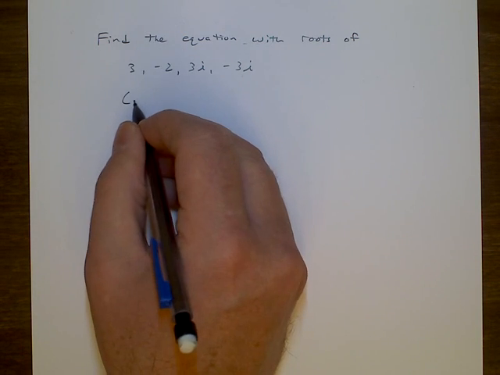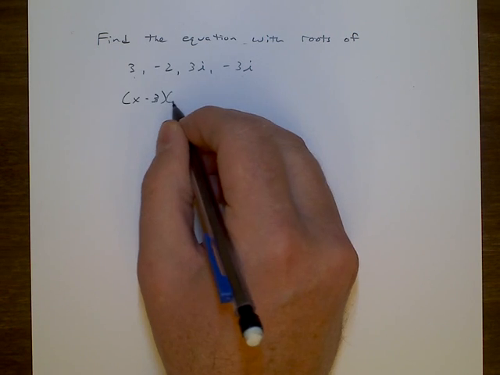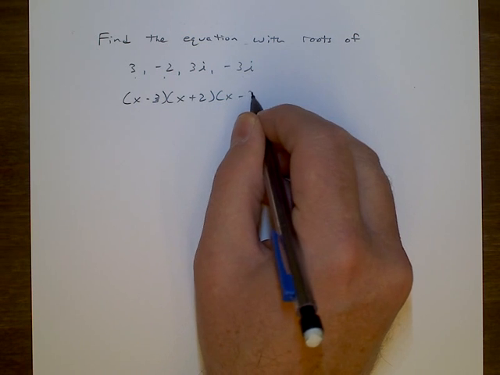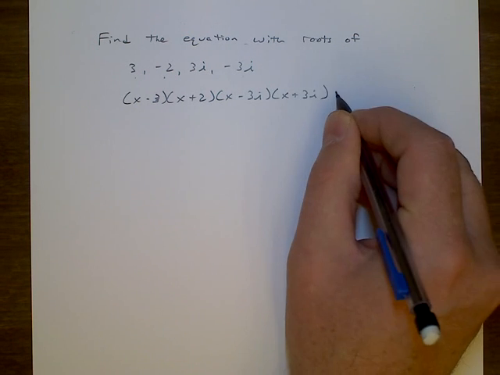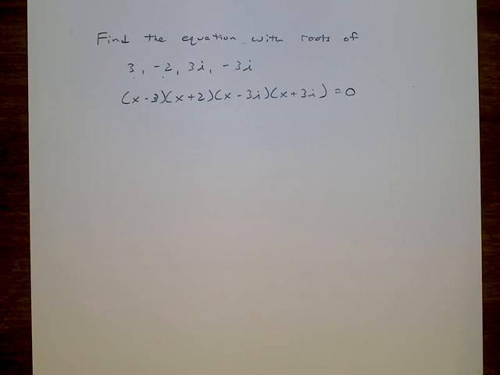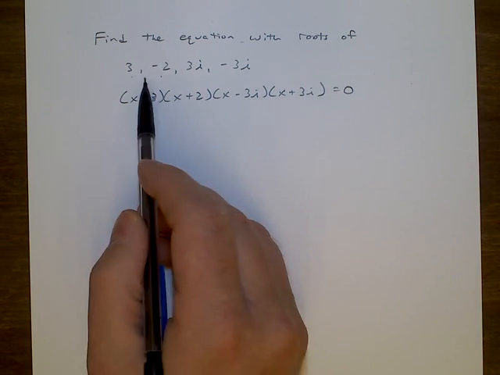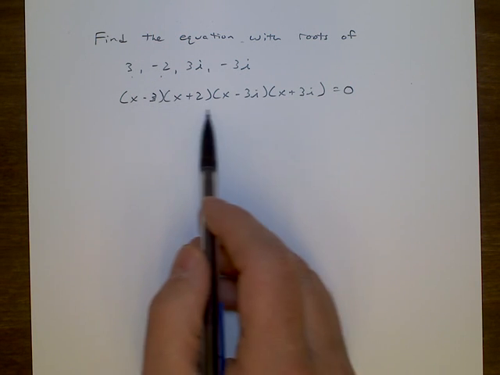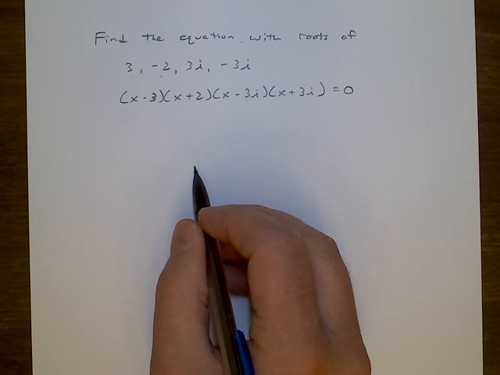So there would be the factors of x minus 3, that's where this came from. x plus 2, that's where this came from. x minus 3i and x plus 3i. And of course it's an equation, so we want to set it equal to 0. And so these factors would generate these roots. And now we want to know, what equation would generate these factors. Well, to do that, we just need to FOIL all this stuff out.